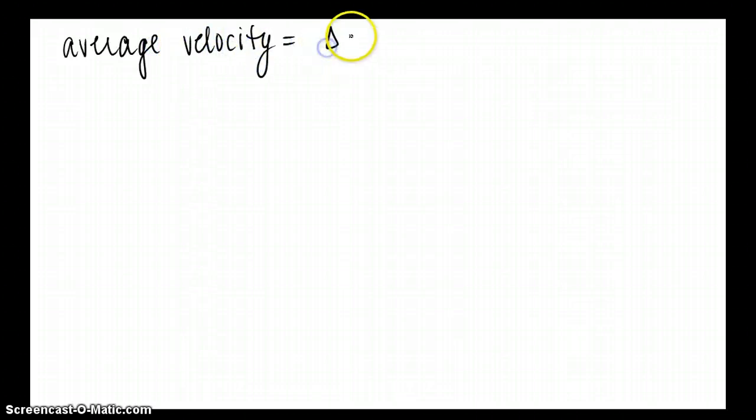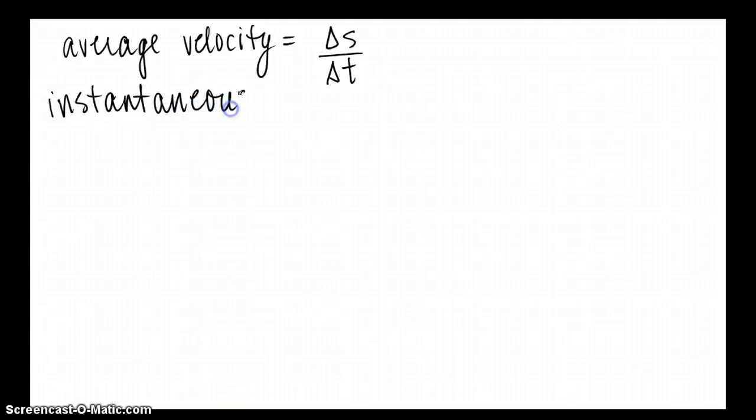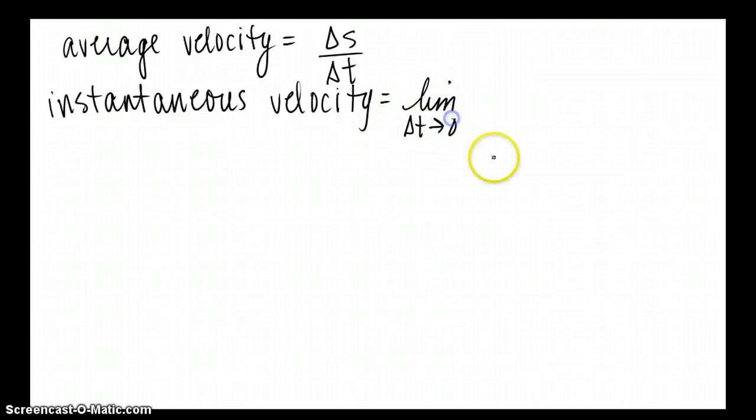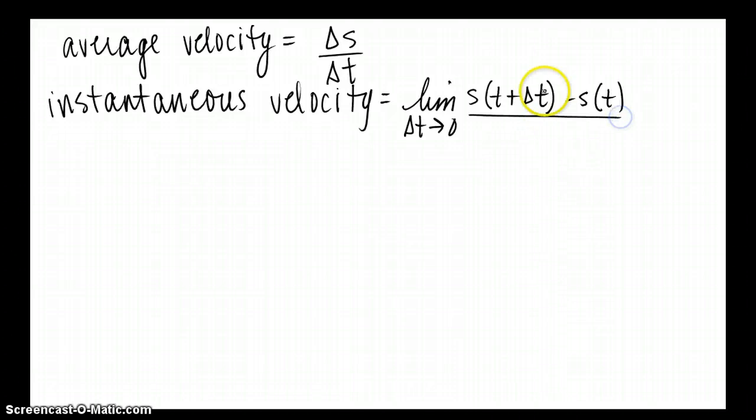Okay, so if the average velocity is the change in position over the change in time of a function, then what we call instantaneous velocity is the limit as the change in time approaches 0 of the position function. Okay, so let's talk about this instantaneous for a moment.